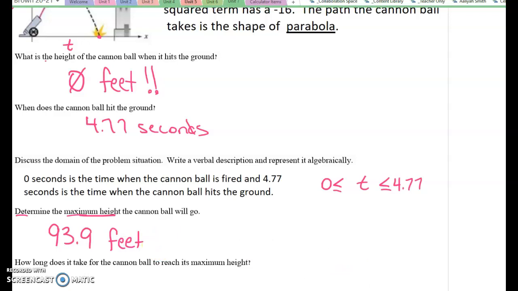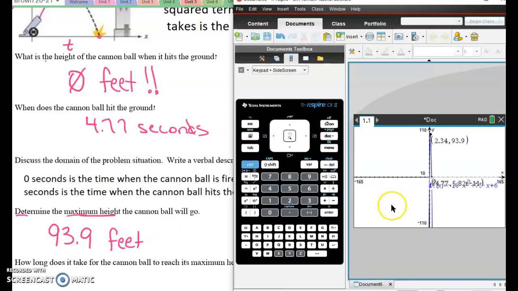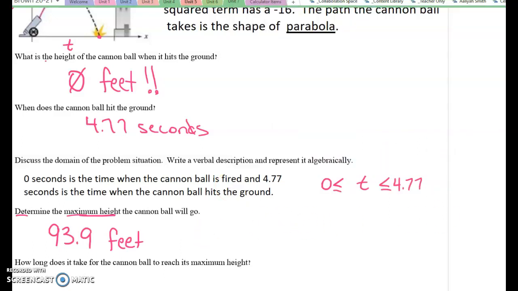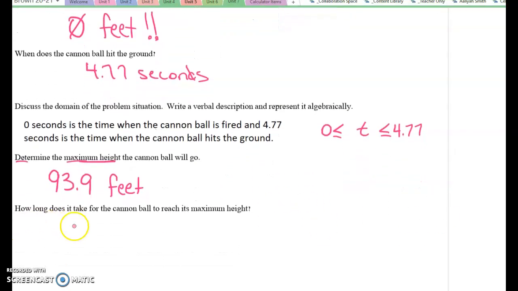Okay, and then if we look back at our calculator again, it actually tells us at what time, how many seconds it took for it to get to that 93.9 feet. How many seconds was that? What is our x value at 93.9 feet? It's 2.34 seconds, isn't it? Well, that's our answer to that. So it took 2.34 seconds for the cannonball to reach its maximum height.